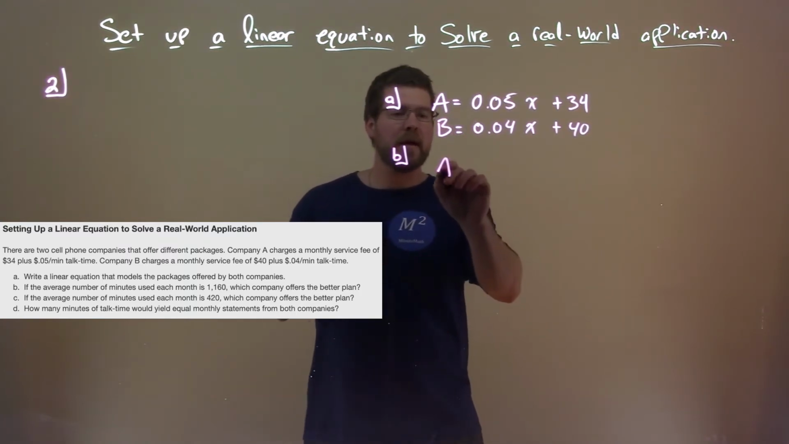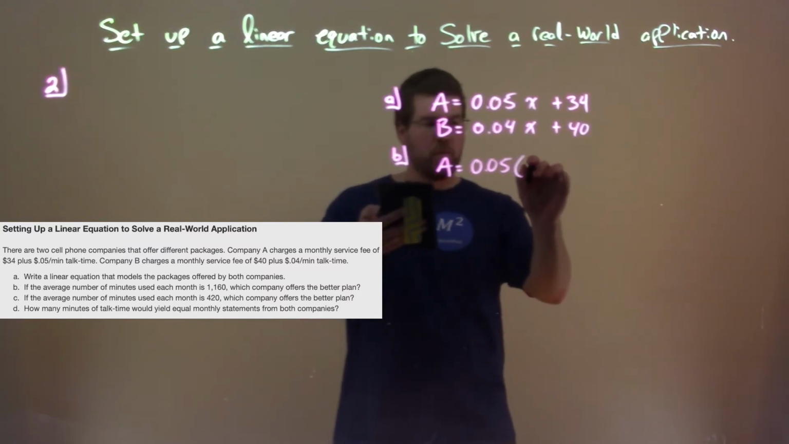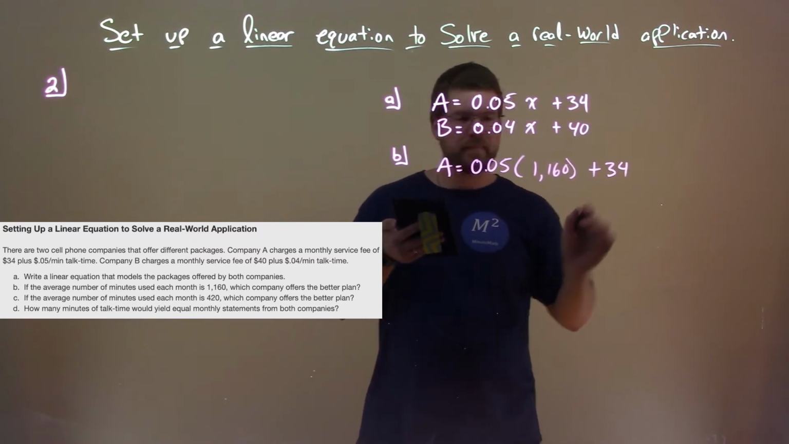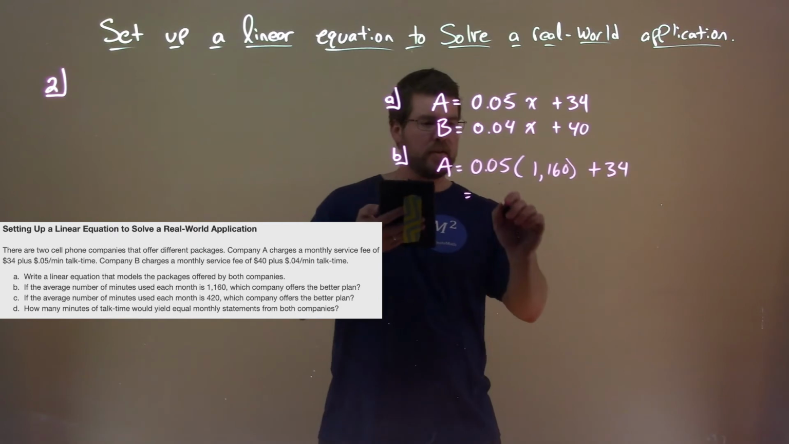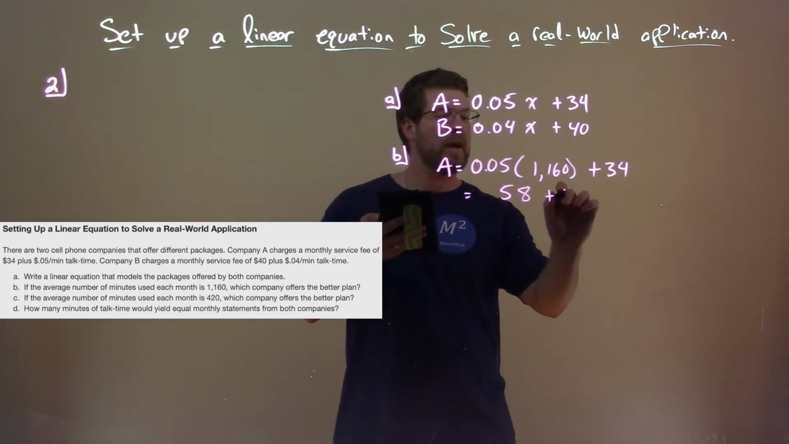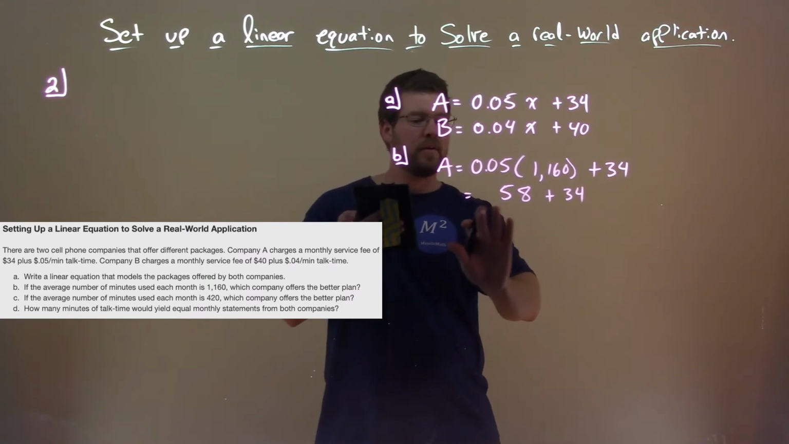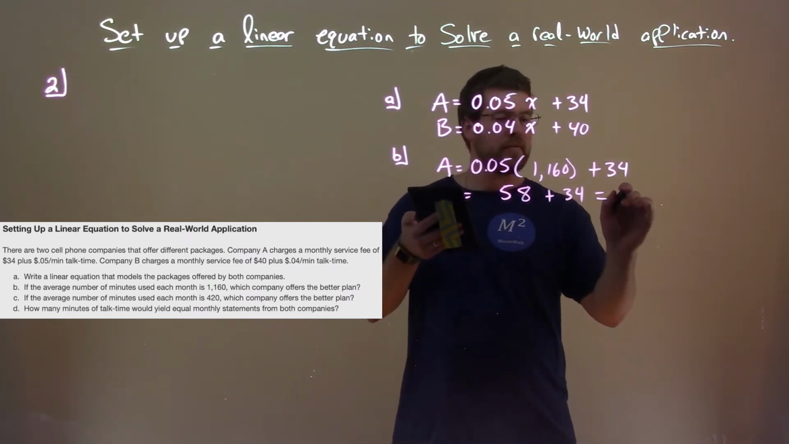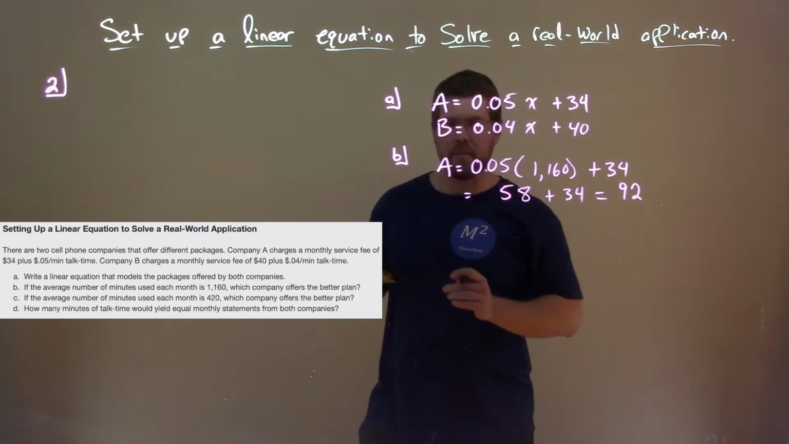So we have Company A here, let's do that first: 0.05 times 1,160, and we're going to add 34 to that. Let's simplify that. 0.05 times 1,160 is 58. We add 34, and we have $92. So 58 plus 34 is 92. So it would cost $92 for Company A.